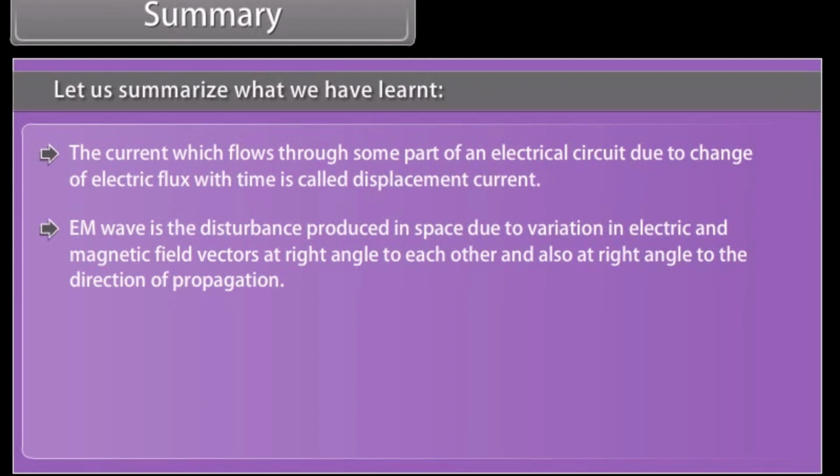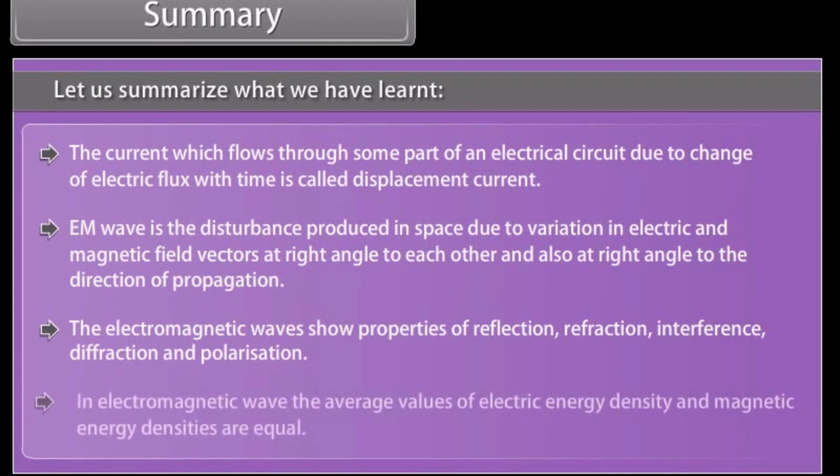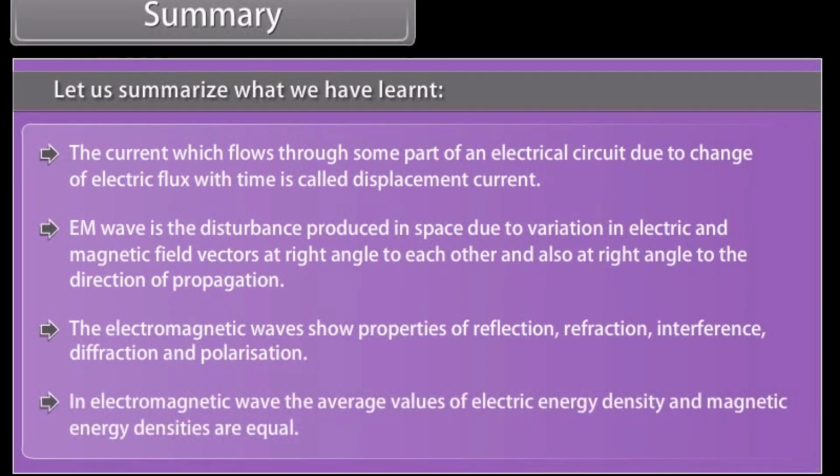EM wave is the disturbance produced in space due to variation in electric and magnetic field vectors at right angle to each other and also at right angle to the direction of propagation. The electromagnetic waves show properties of reflection, refraction, interference, diffraction and polarization. In an electromagnetic wave, the average values of electric energy density and magnetic energy density are equal.